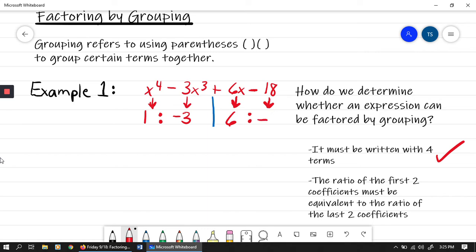Now, if you're unsure about whether or not this is really equivalent to that first ratio, here's what we can do. Remember, we said that ratios can also be written as fractions, right? So let's write these two ratios as fractions. The first one is 1 over -3, or -1/3. If we write them as fractions, are these two fractions equivalent to each other? In other words, do these two have the same value?